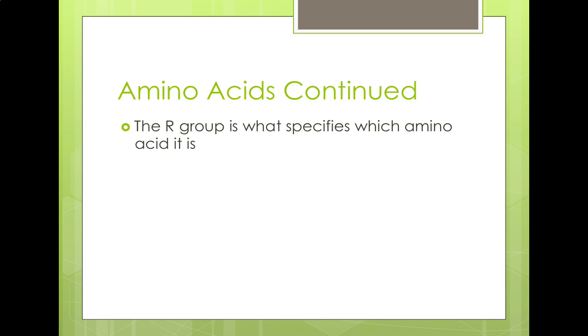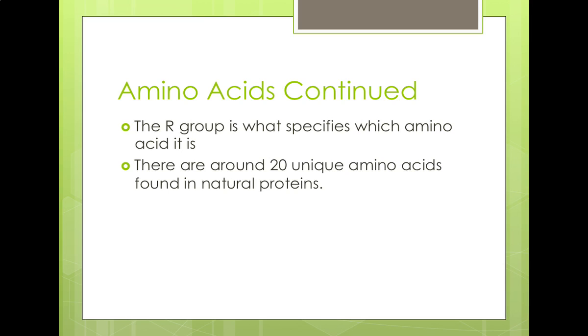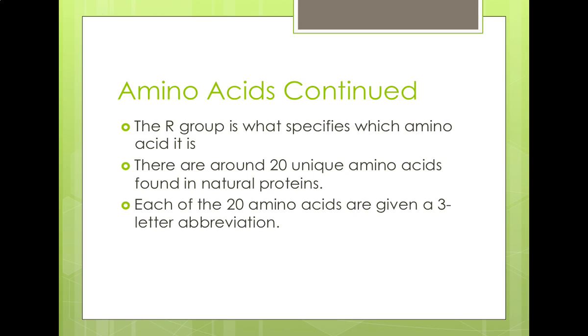Okay, so the R group is what specifies which amino acid it is. And there are around 20 unique amino acids found in natural proteins. Each of those 20 amino acids are given a 3-letter abbreviation, rather than those big, long organic names that we spent so much time learning how to do, those big, long IUPAC names. This is trying to make our life a little bit easier when we're dealing with proteins, because proteins are made out of so many different amino acids.